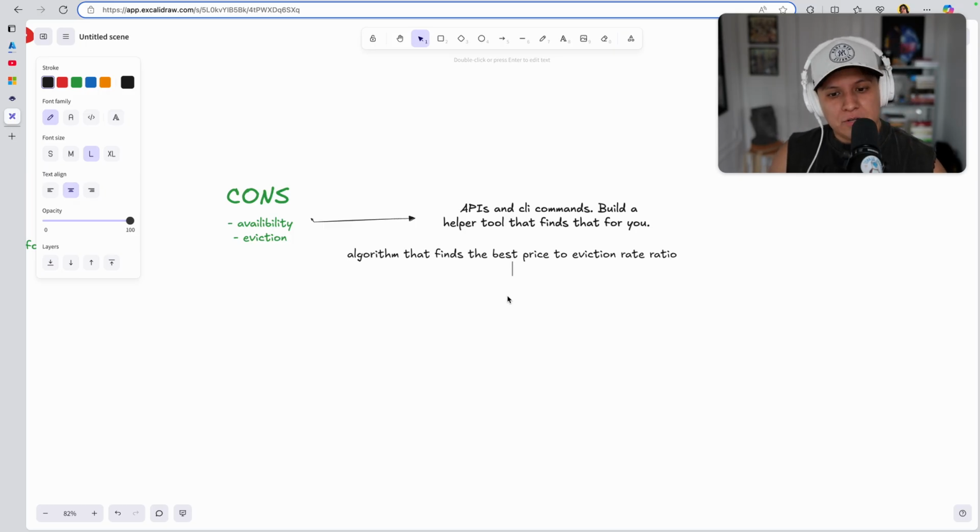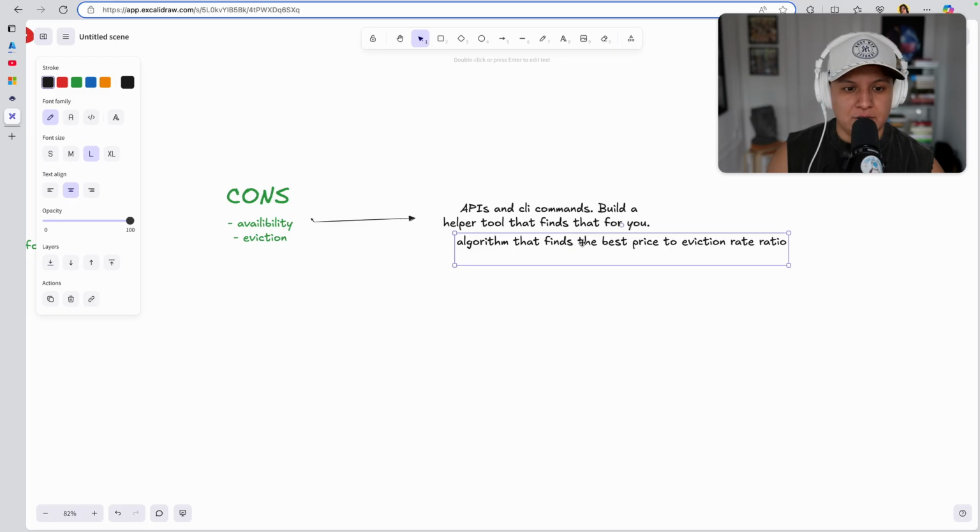But what you can do is build a helper tool. It says, okay, hey, I found these regions, I found these zones that have availability. In my opinion, this one is the best one you should deploy to based on it having this ratio, right? I think that's a cool project, but also something that will help you get more bang for your buck. So you can build that tool out there.